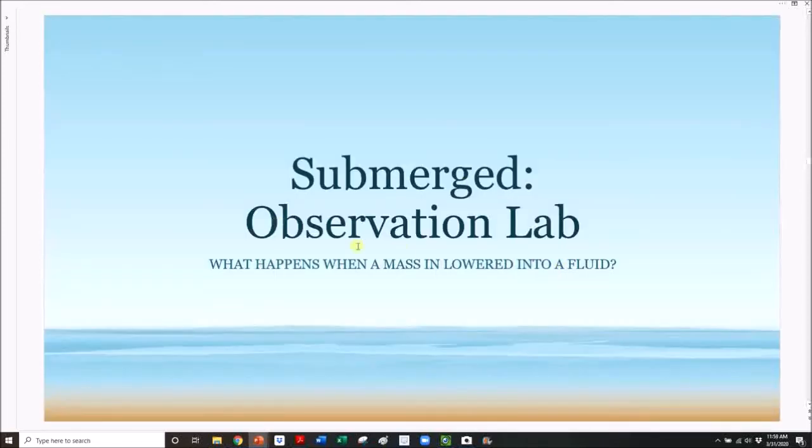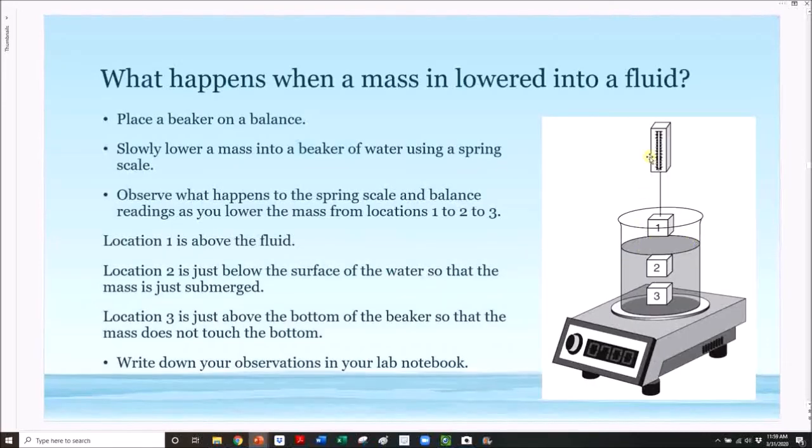So we did this in class in a submerged observation lab. We had a spring scale here and a balance here, and we had an object attached to it by a string. In position 1, you're right above the fluid. In position 2, you're just submerged. And in position 3, you are being suspended right above the bottom of the container, but not touching it.